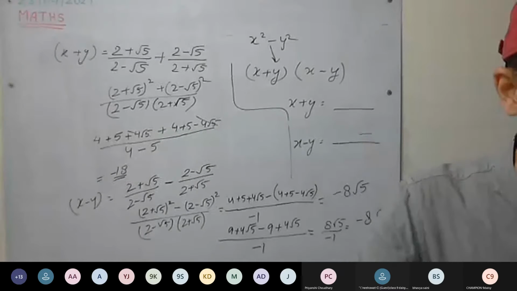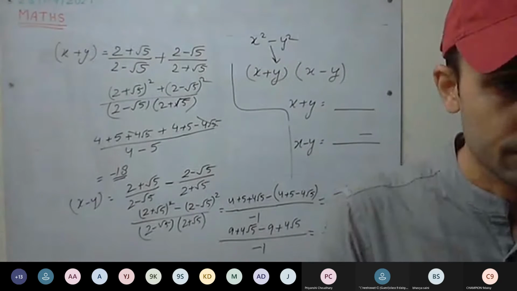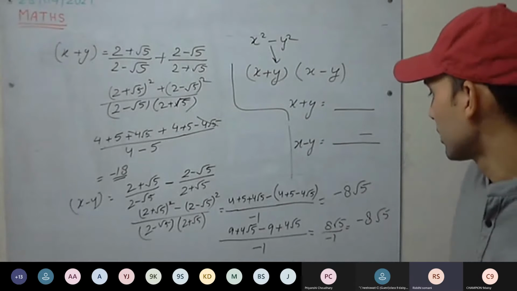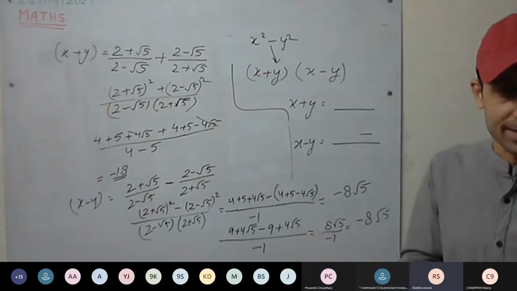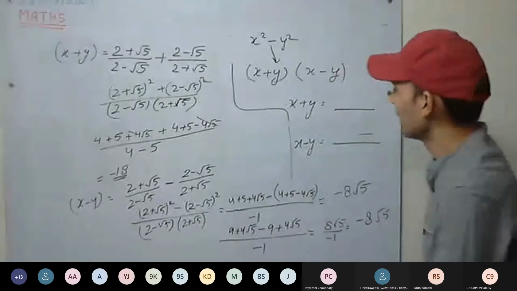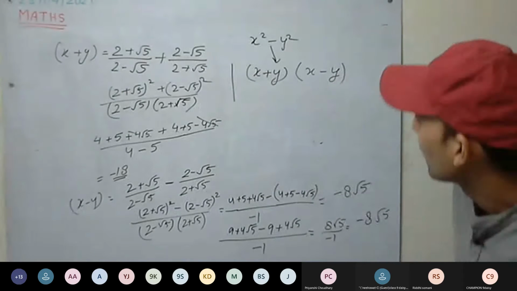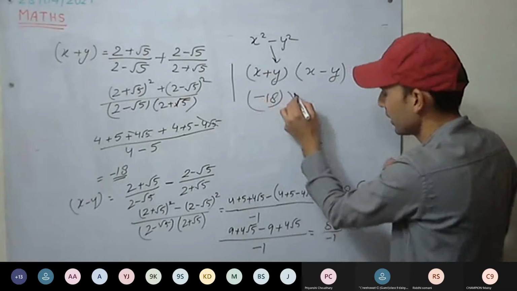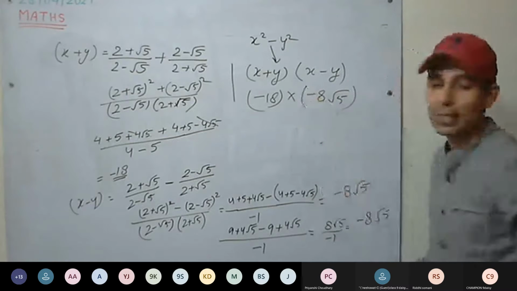Okay, so we have completed this exercise. Start doing fast. Sir, my answer is 144 root 5. You have to multiply them. One minute. We have got x plus y and x minus y. Now you have to do x plus y into x minus y. Multiply them: minus 18 into minus 8 root 5.